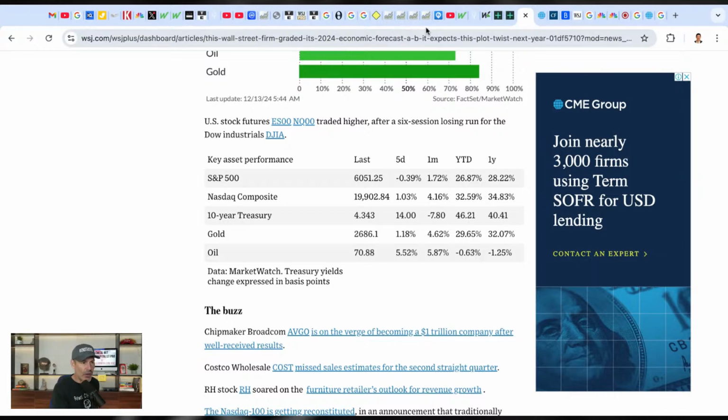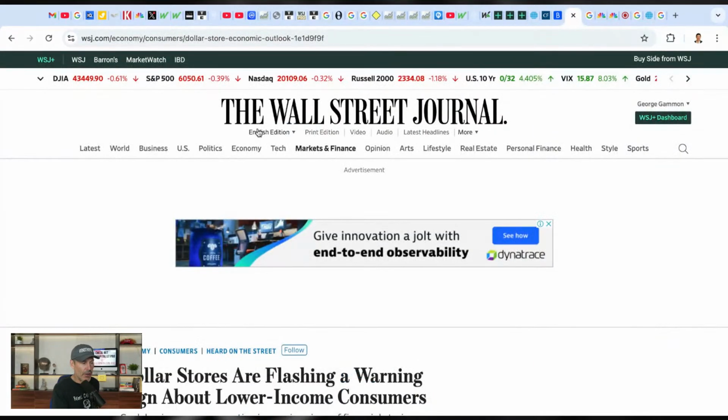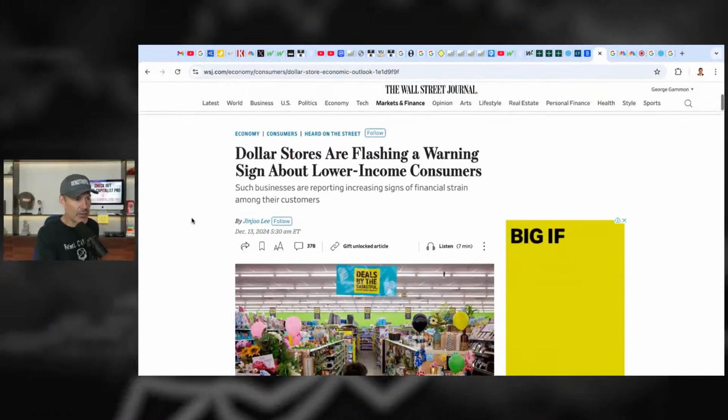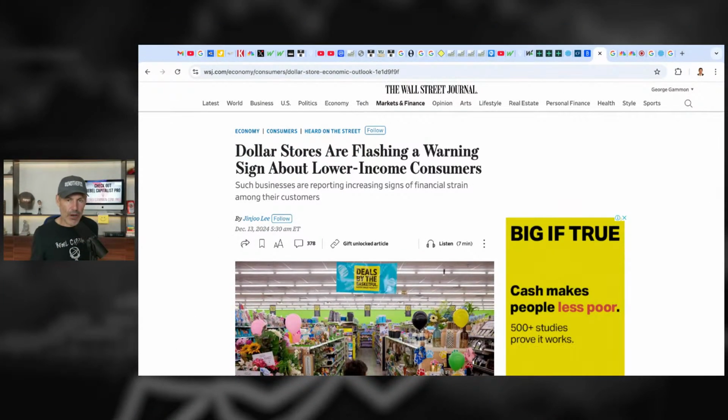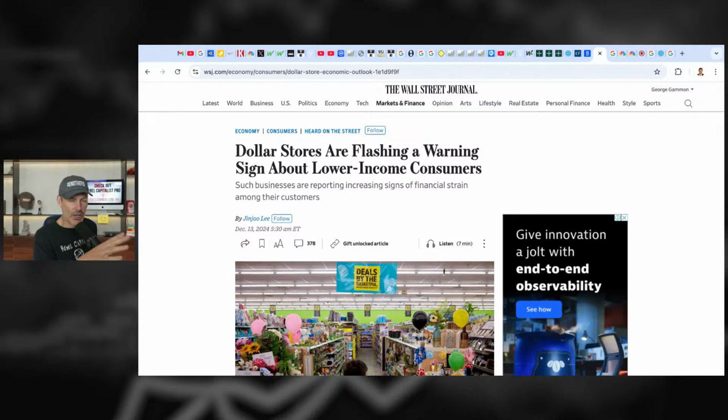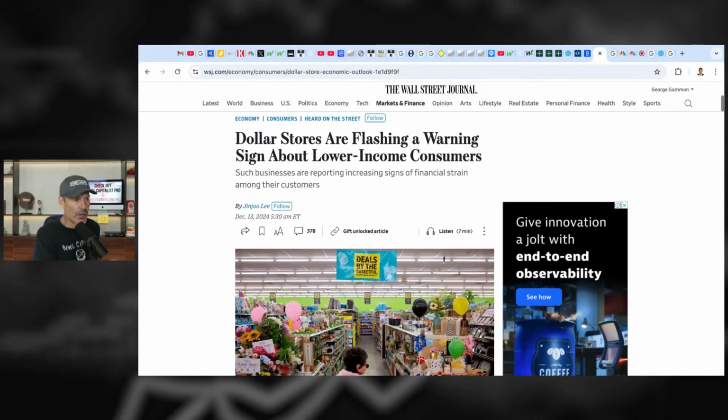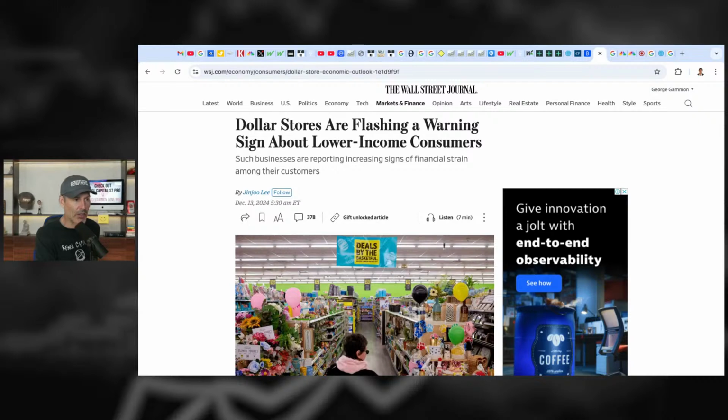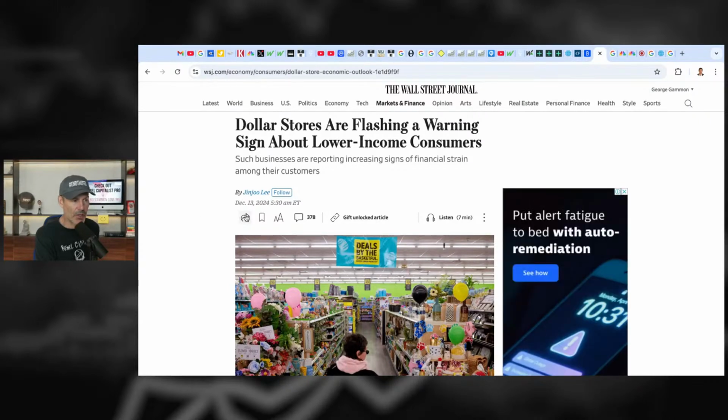Okay, now let's move on to another story here that kind of backs up what this forecast from Citigroup is talking about. And I think this is a story that we all can pretty much relate to, right? We're not talking about eurodollar markets and SOFR futures curves. We're talking about the dollar store, right? We're just talking about the dollar store that all of us drive by probably 2 or 3 times a day. So dollar stores are flashing a warning sign about lower income consumers. This is just from the other day, Wall Street Journal.